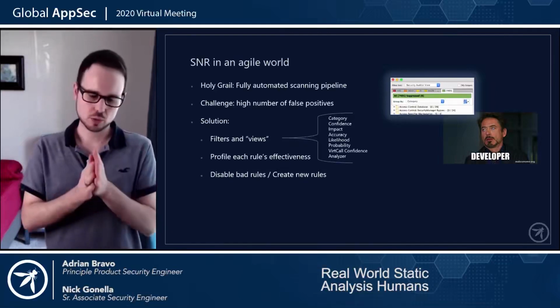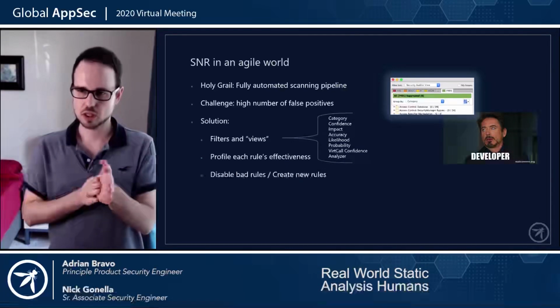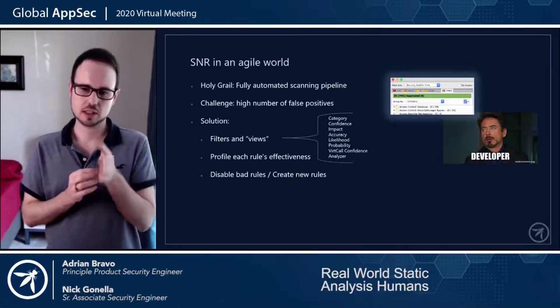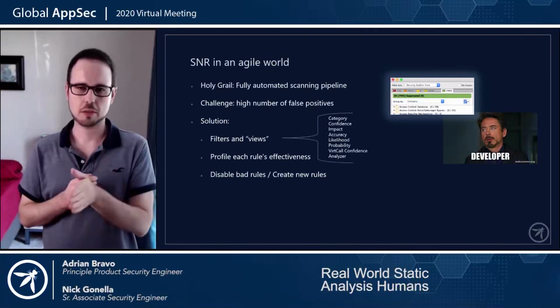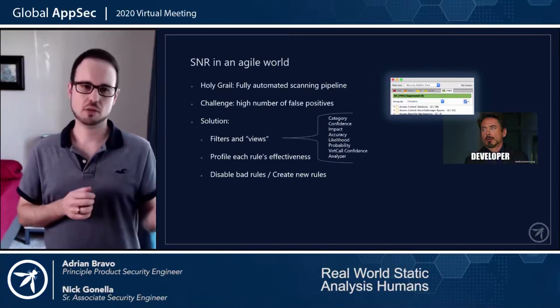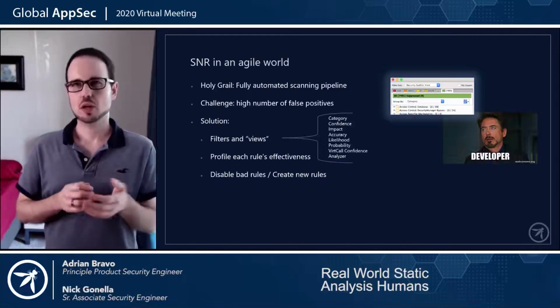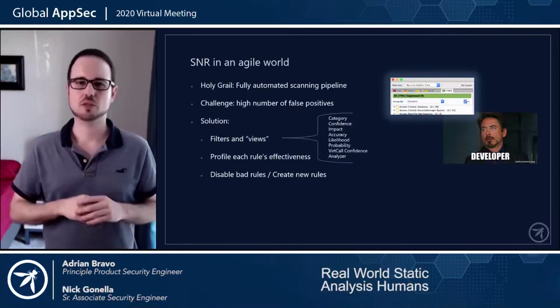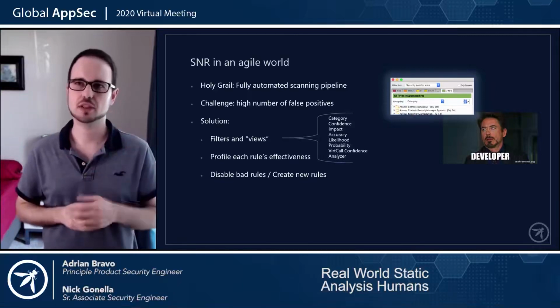Filters allow you to remove some category of vulnerabilities or findings before the translation of the scan happens. So you speed up the translation scan a little bit, and they are never in the report. And then views are a way to just hide or filter some of the findings from your report.